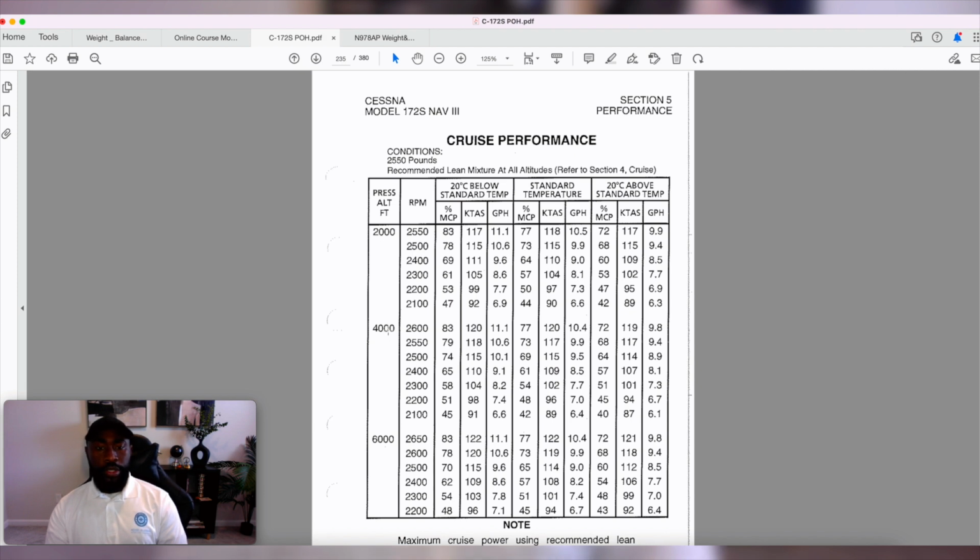After I choose my pressure altitude at 4,000, I'll choose my RPM. Assuming I want to fly at 2,400 RPM right there, I basically want to come into this section now and determine which number I'm going to choose, right? So we agreed I'm going to be using this section here, but which one of these should I use? In order to determine this, you have to look at your weather, right?